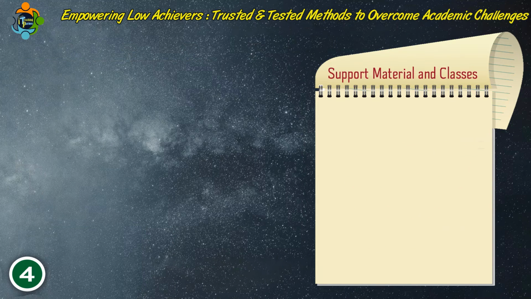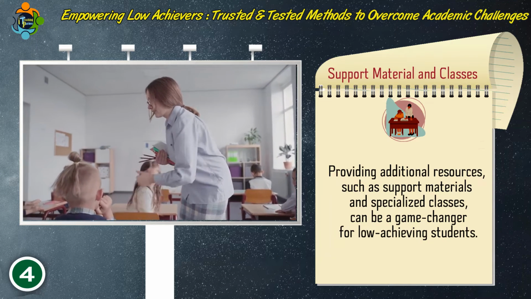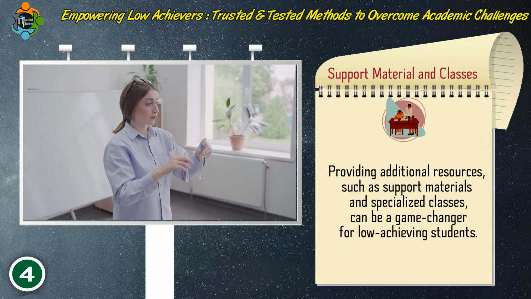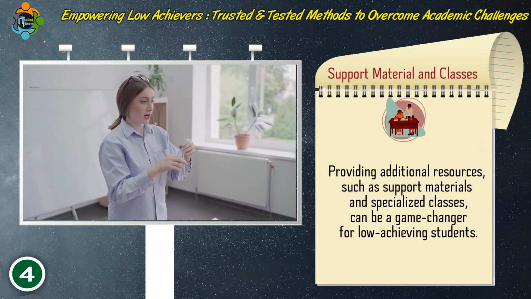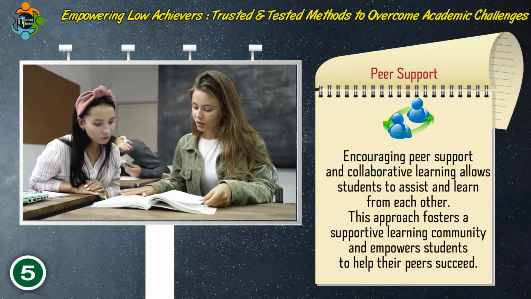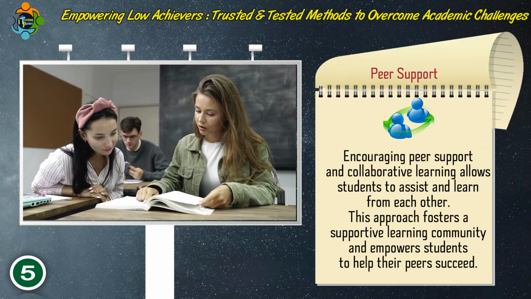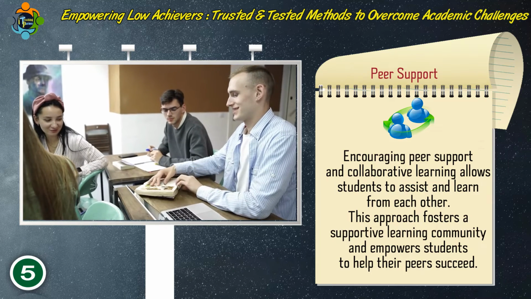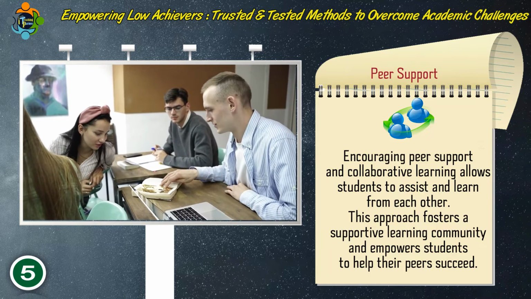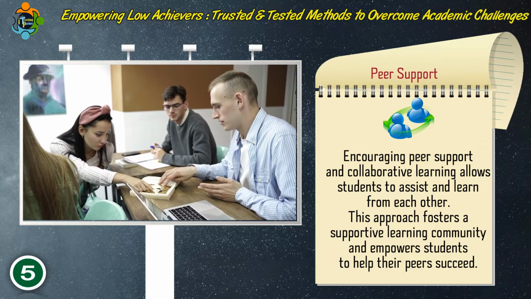Number 4. Support material and classes. Providing additional resources such as support materials and specialized classes can be a game changer for low achieving students. Number 5. Peer support. Encouraging peer support and collaborative learning allows the students to assist and learn from each other. This approach fosters a supportive learning community and empowers students to help their peers succeed.